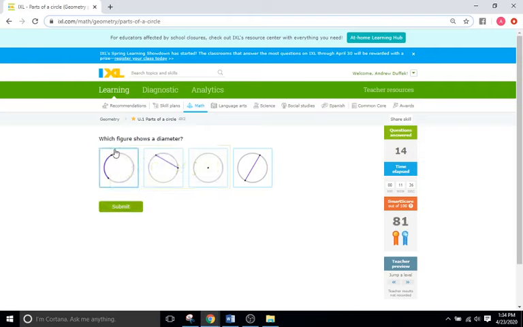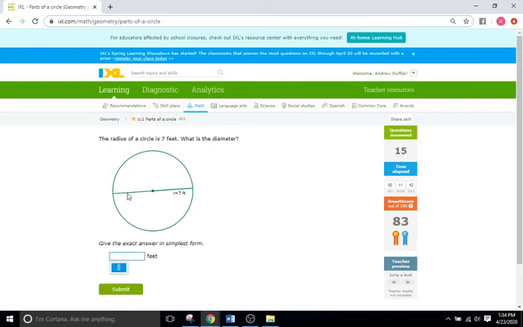Okay, which figure shows a diameter? We have our arc, we have our chord, we have our center, and we have our diameter. The radius of a circle is 7 feet. What is the diameter? All right, again. So we have our radius here as 7, and then a radius here as 7. And the diameter is the whole thing. So what is 7 plus 7? That is just 14 feet.